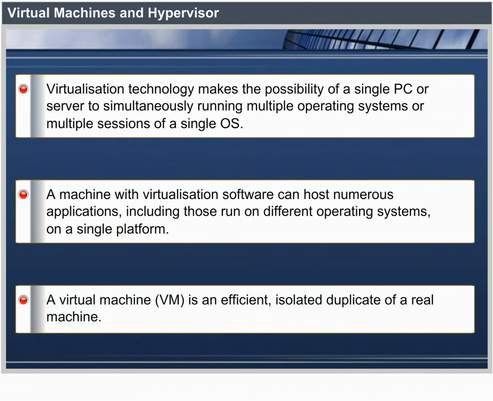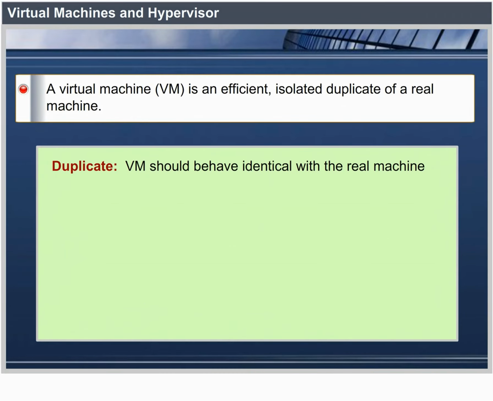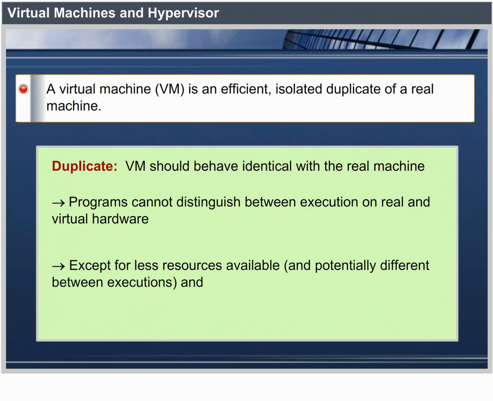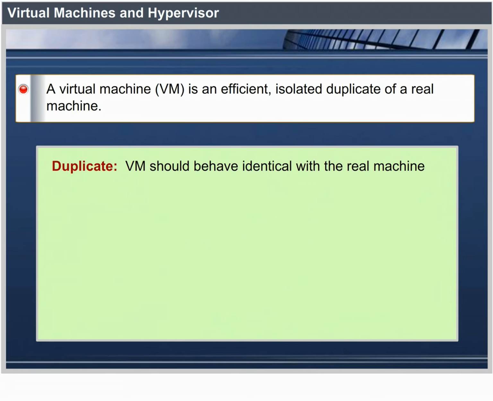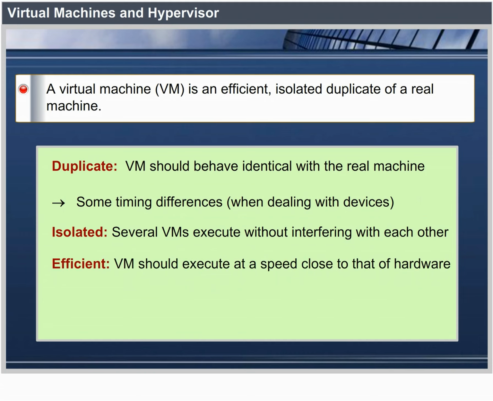Duplicate. VM should behave identically to the real machine. Programs cannot distinguish between execution on real or virtual hardware except for less resources available and potentially different between executions, and some timing differences when dealing with devices. Isolated. Several VMs execute without interfering with each other. Efficient. VM should execute at a speed close to that of hardware. Requires that most instructions are executed directly by real hardware.